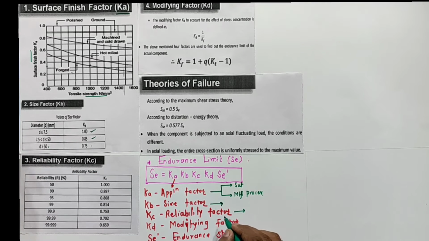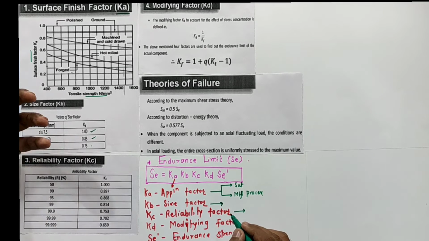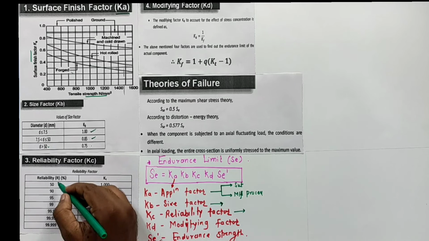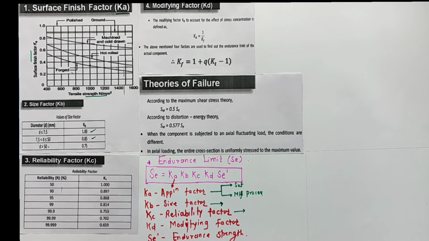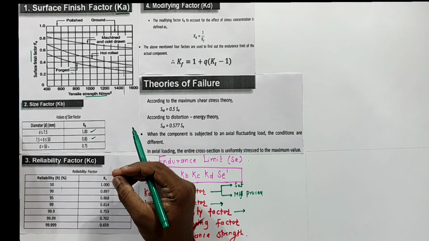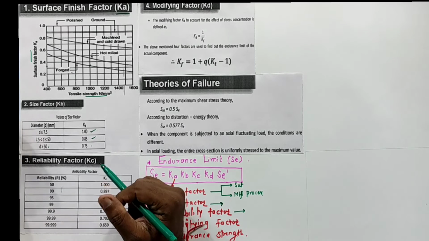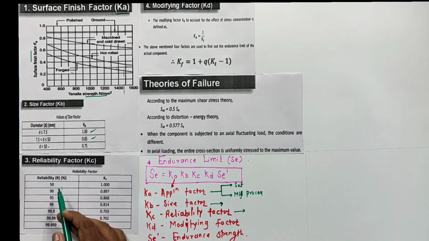KC, reliability factor. What is the ability of the component to sustain the load, in percentage? Various percentage reliabilities are given. For 50%, 1; for 90%, 0.897. This value will be given in your numerical, so don't worry about that. Clear? Whichever is given, you select the value in front of that. That is called KC, according to reliability.